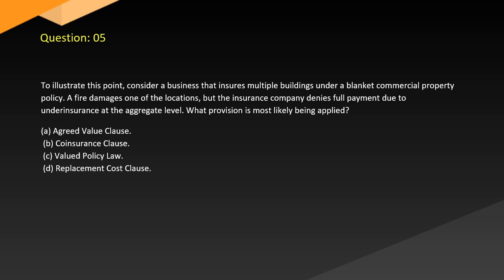Question 5. To illustrate this point, consider a business that insures multiple buildings under a blanket commercial property policy. A fire damages one of the locations, and the insurance company denies full payment due to underinsurance at the aggregate level. What provision is most likely being applied? A. Agreed value clause. B. Coinsurance clause. C. Value policy law. D. Replacement cost clause.